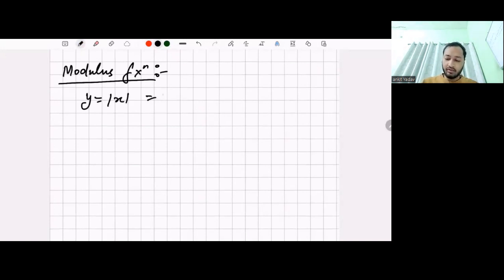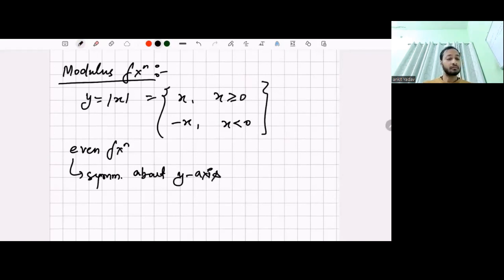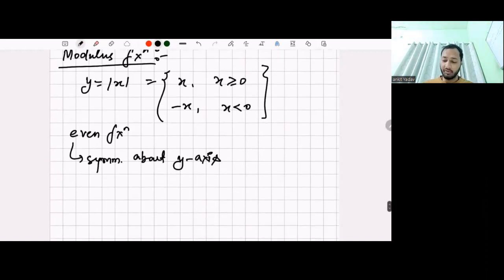Okay, this is the function mod of x: x if the value of x is greater than 0, and minus x if x is less than 0. When you look at it, it is an even function. Whether you put a negative value or a positive value, because it's a modulus function, the value will always come out positive. So it is an even function. If it is an even function, then what is the condition? Symmetric about the y-axis. Symmetric about the y-axis.